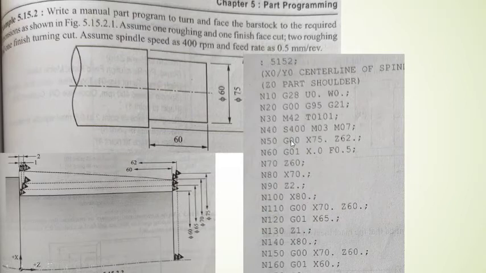So G00, X75 and Z62 indicates that tool is moving towards point number 1. This 2 mm extra is provided so that finishing operation can be carried out. So you should understand how to use the given data to write the CNC part program. So here you can see, Z60 and X70, this will finish the finishing operation for facing.